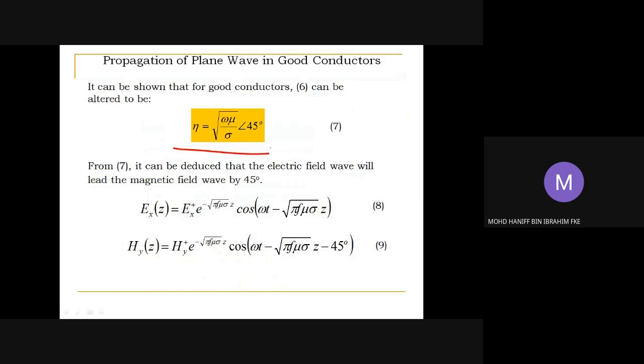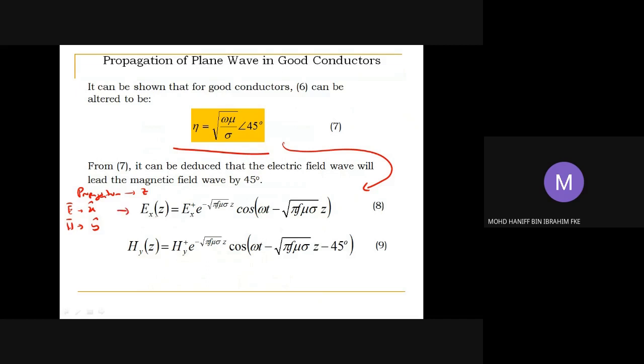So this is the equation for the impedance, and as such, we can then write the general equations for both the E and H field. If we consider that the wave is propagated in the Z direction, and the E field is polarized along the X direction, while the H field is polarized along the Y direction, that should be the general equations that we shall obtain from equations 8 and 9. So we go for equation 8 first.